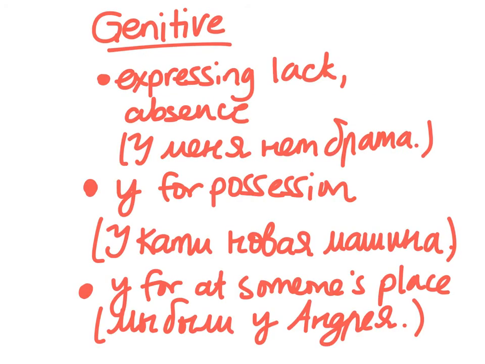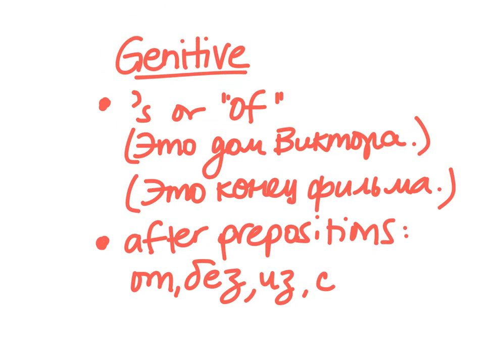Genitive is used in a lot of different instances. We use it to express lack or absence, like "у меня нет брата." "У" for possession, like "у Кати новая машина." "У" for at someone's place, like "мы были у Андрея." We use genitive for apostrophe s or of, like "это дом Виктора," "это конец фильма." And after quite a few prepositions, including от, без, из, and sometimes с.